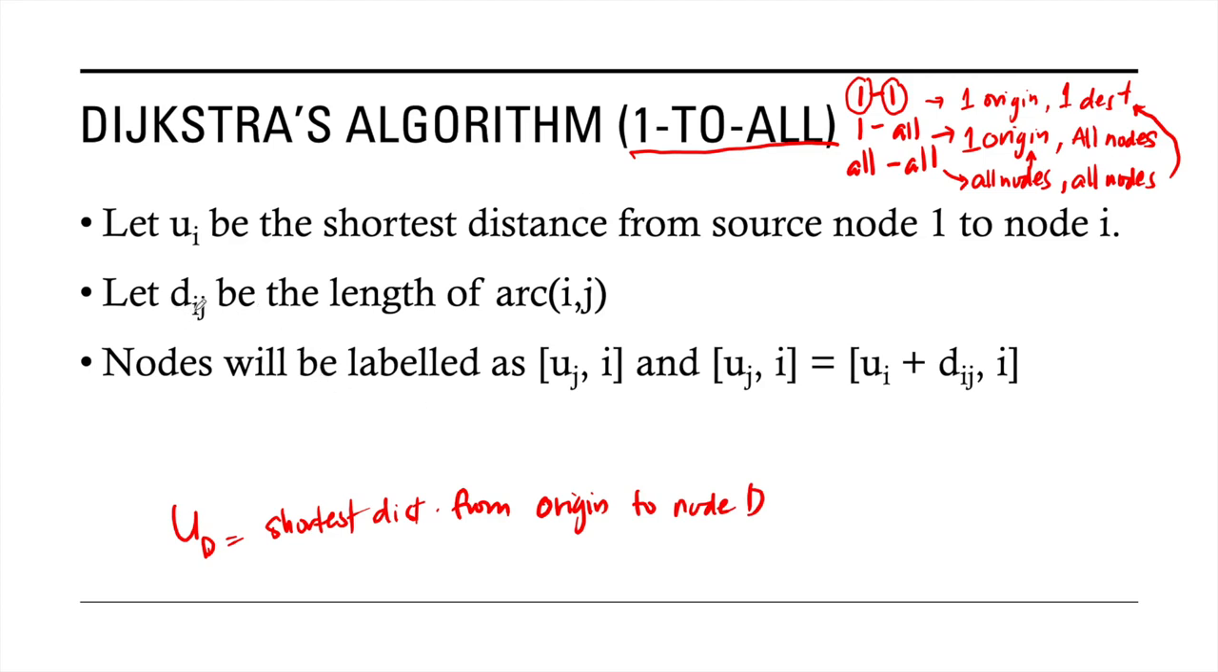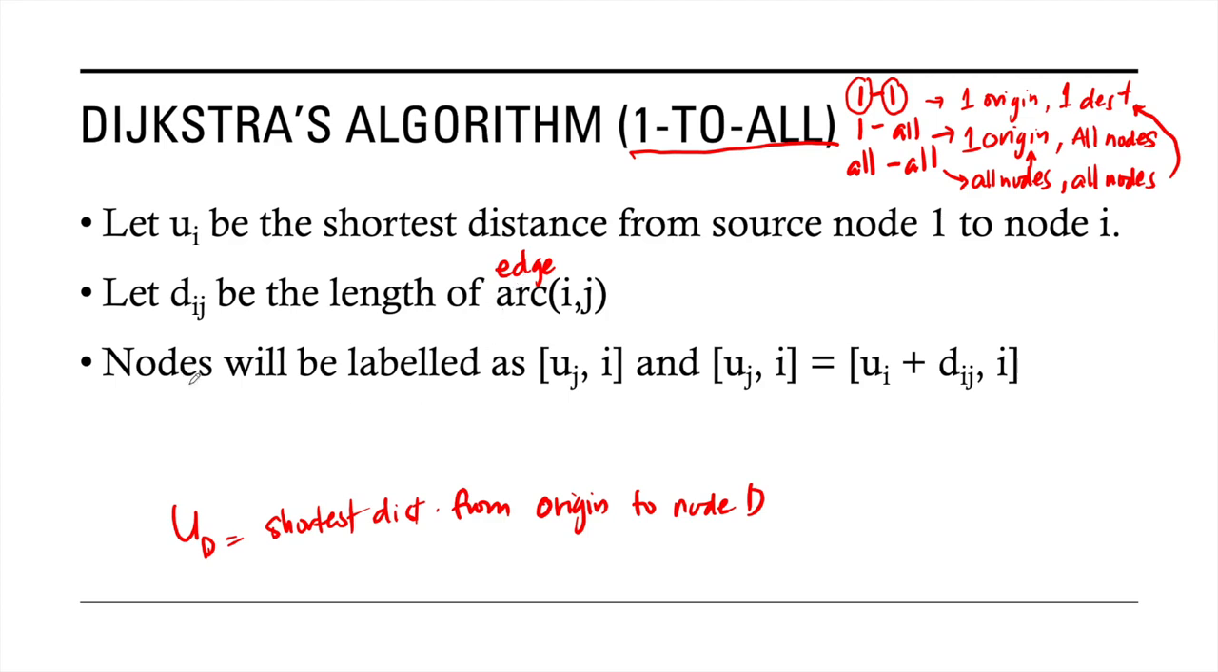Next, the notation d sub ij is simply the length of arc ij, whether it's an arc or an edge. Obviously, if the connection is an arc, then we know it's one-way. If the connection is an edge, then it's two-way.